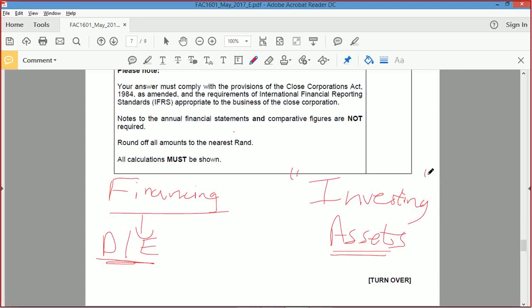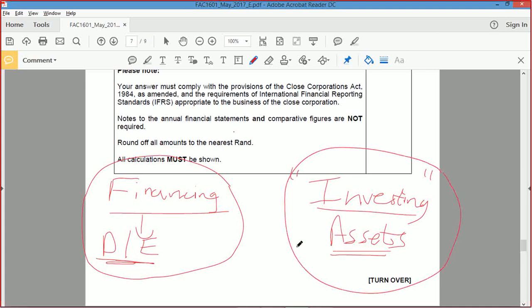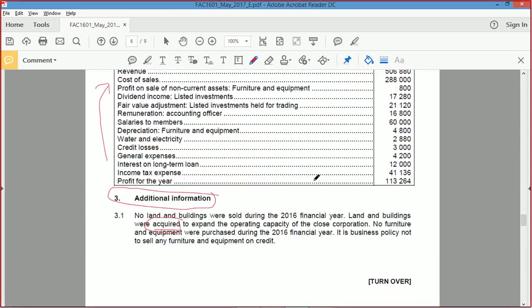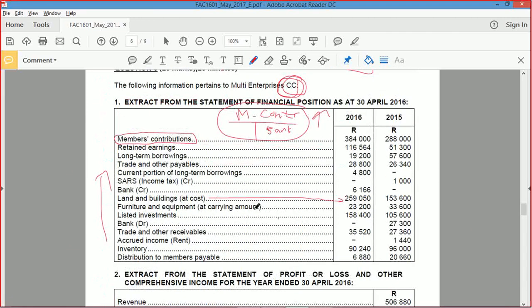Okay, you invest. You buy assets. You grow your assets. So that's what you need to remember. That's how we covered the theory. Keep it simple. You remember sections: debt and equity in that section, assets in that section, day-to-day in that section. That's it. So now if I go back to this, land and buildings, what is it? Operating, financing, investing? Investing. Do I need it for this question? No, not for this question, because I'm only looking at operating.